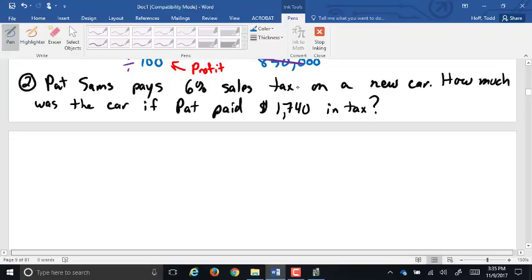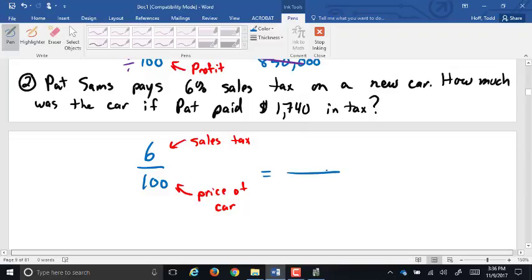Okay, so for the second one here then, Pat Sams pays 6% sales tax on a new car. How much was the car if Pat paid $1,740 in tax? So we have 6% here, 6 out of 100. What does the 6 represent? Sales tax. The 100 represents the price of the car, right? The sales tax is figured as a portion, a piece of the price of the car.